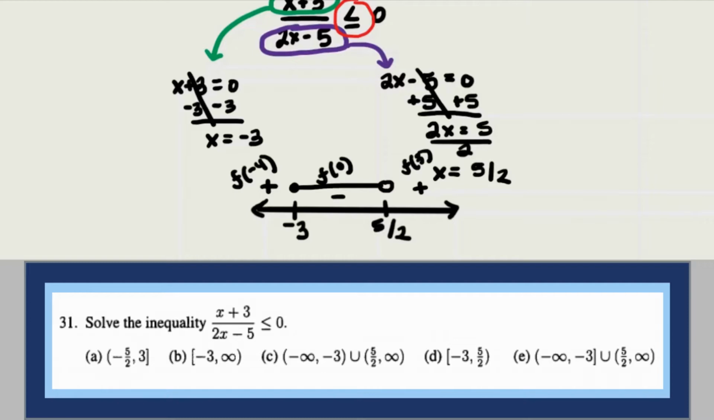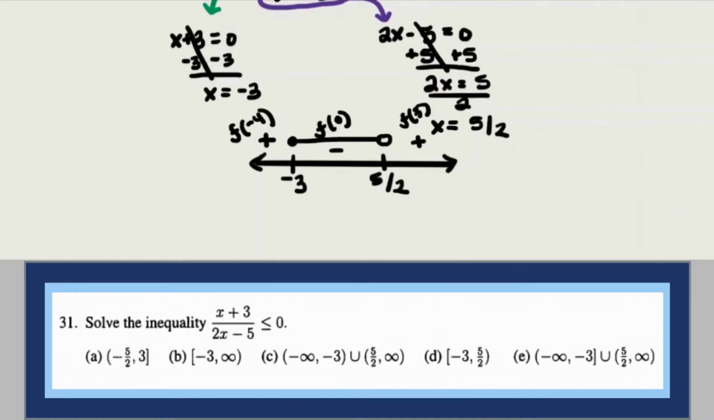We're going to connect the dots. And basically lining this up in interval notation, because it's a closed hole, that translates to a bracket. Then we're going to write -3, comma, and then 5/2, and then a parenthesis because it's an open hole. And that's basically going to be our solution. The answer choice that lines up with what we got is answer choice D. So D is going to be the answer to number 31.